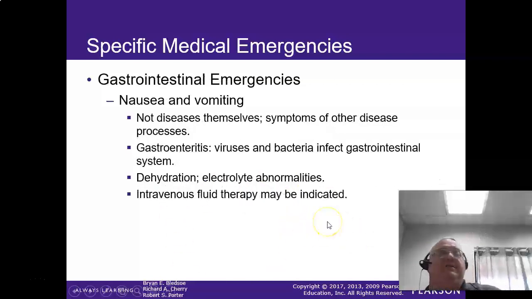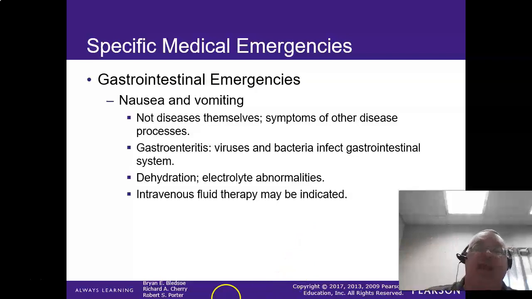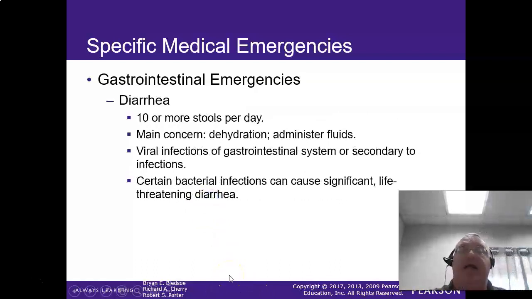Again, usually nausea and vomiting is not a sign of something worse, and it's usually gastroenteritis that's causing it, or some sort of food poisoning. The problem is it can dehydrate them very quickly. So your IV fluids may be indicated. If they've been vomiting a whole bunch, they may require 2 or 3 fluid boluses to return them back.